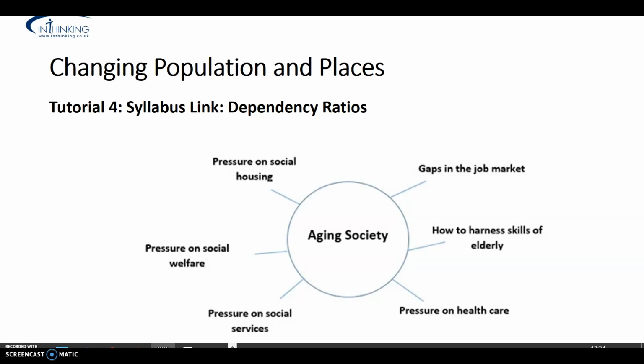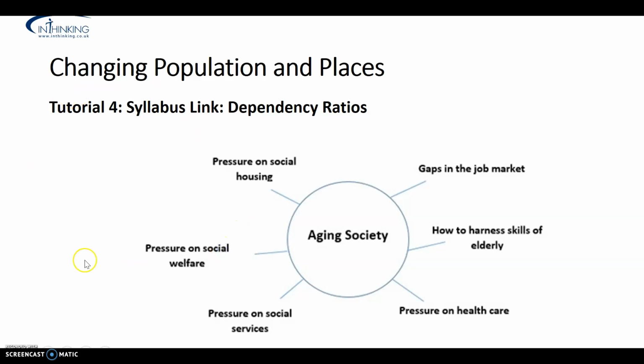part of the society. So the sort of services that are required, healthcare services, social care services, stretch the government's spending provision. They need to provide pensions and social welfare. They need to provide social housing for the elderly. And remember, they're not working, so there's gaps in the job market, and there's a small active population. And so perhaps there's a need to harness the skills of the elderly to keep people working a little bit longer in order to boost government spending and to reduce the pressure on social services and healthcare.